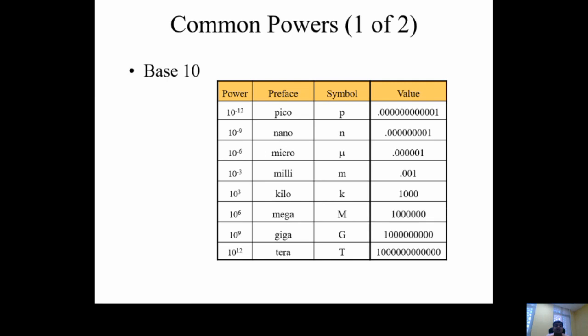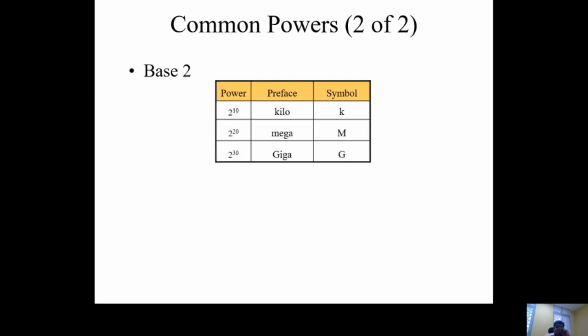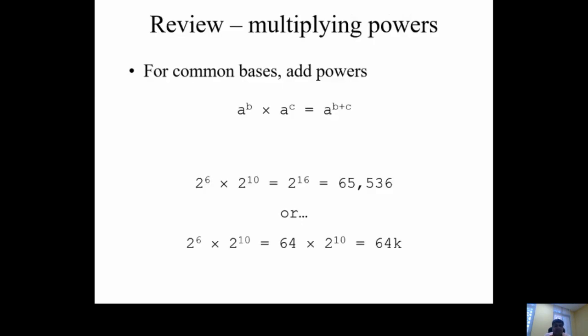Now we see the common powers for base 2. 2 to the power 10 has the prefix kilo, symbol small k. 2 to the power 20 is mega, symbol capital M, and 2 to the power 30 is giga and symbol capital G. The values are: 2 to the power 10 is 1024, 2 to the power 20 is 1048576, and 2 to the power 30 is 1073741824.